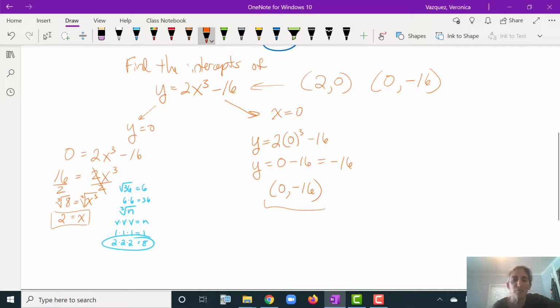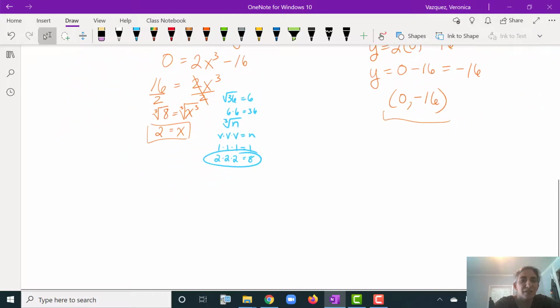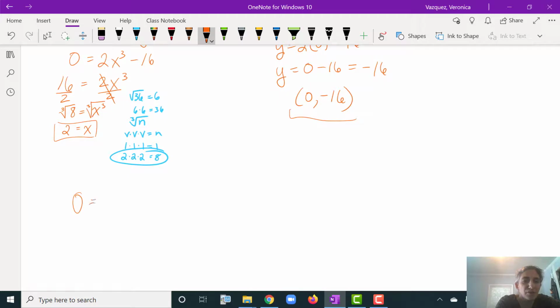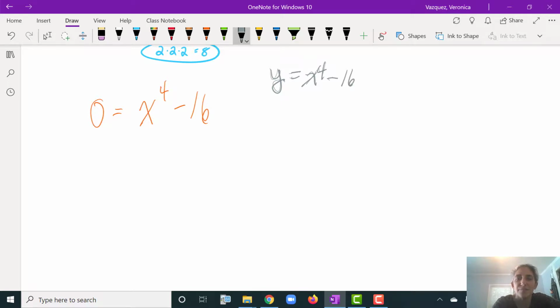So I want to talk about one possible situation where this could be a little different. I'm going to ask you to imagine that we have something like 0 equals x to the 4th minus 16 instead, right? So imagine that the original problem looked like this: y equals x to the 4th minus 16.